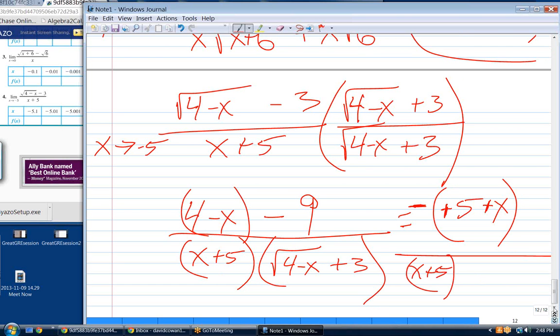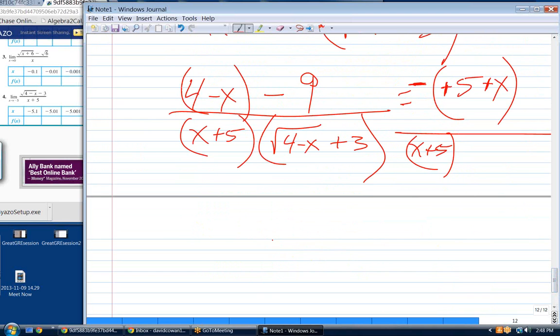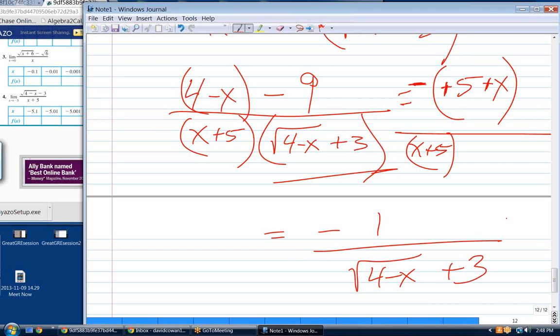And my answer is going to be minus 1 in the numerator all over this part, square root of 4 minus x plus 3. So now, when I plug in x goes to minus 5, I don't get 0 over 0. What do I get? We get negative 1 over 6. And that's our limit. Negative 1 over 6.